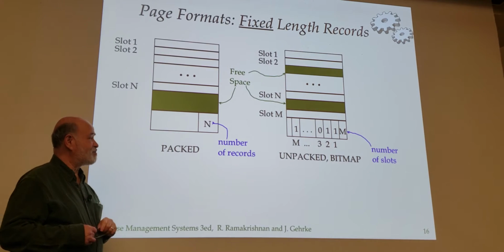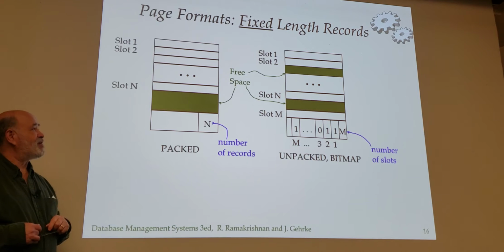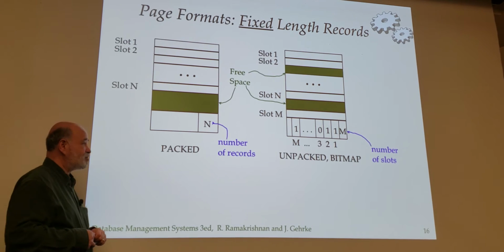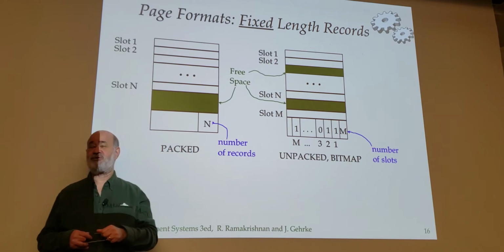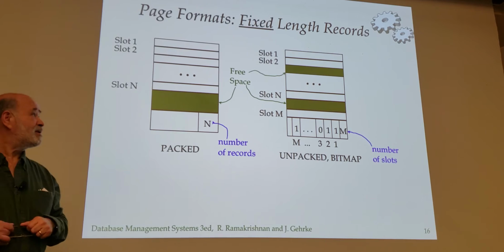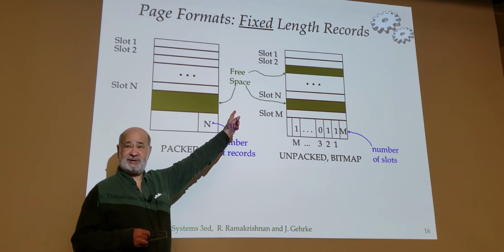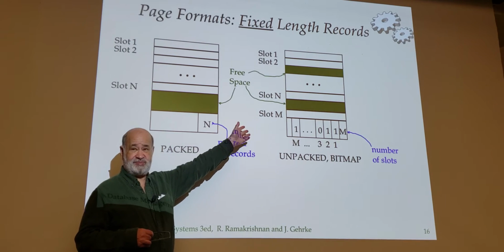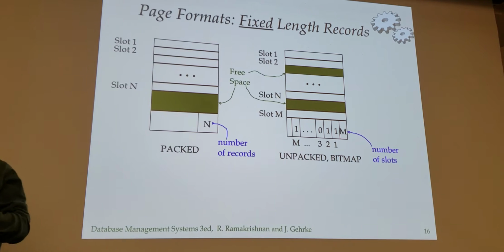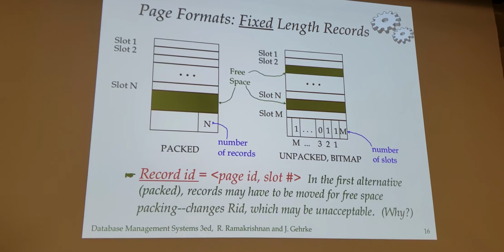So there's another approach that you could use where it's unpacked, where what you do is have the number of slots that are available to you, which is M, and what you do is you have a collection of bits. Is the slot used or not used? 1 means it's used, 0 means it's not used. Okay, and it could be that you've only used N of the M things, and then you have a bunch of free space after slot N. So you go ahead and use that, and that can work reasonably when you have fixed length records.